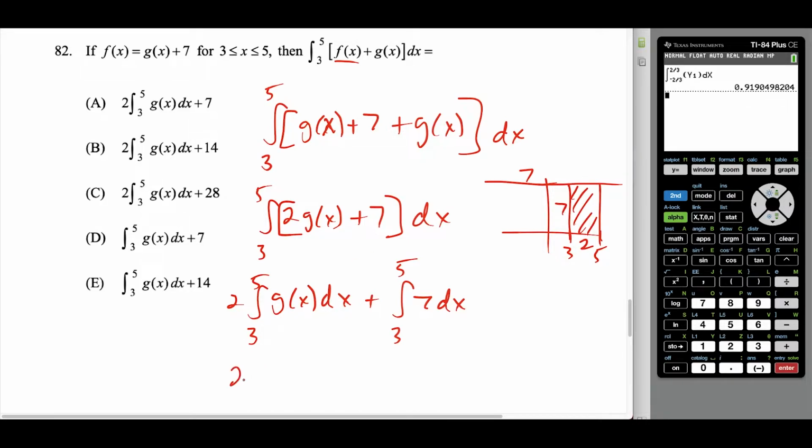So this I could just say is 2 times the integral from 3 to 5 of g of x dx, plus, once again, the area of this rectangle is just going to be the base times the height, and that's going to be 14 square units. So this looks like it's matching up with choice B. That's our solution to 82.